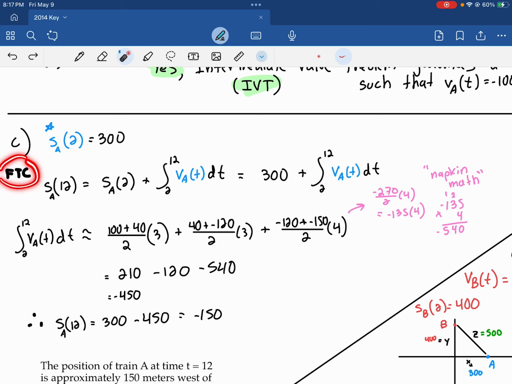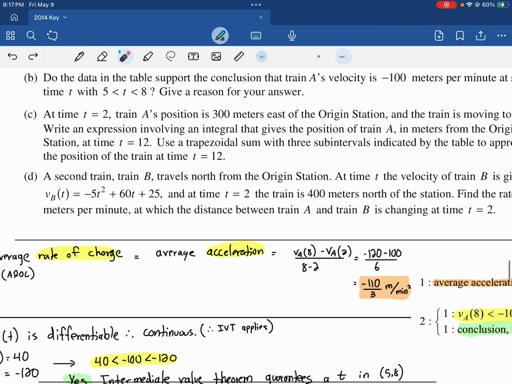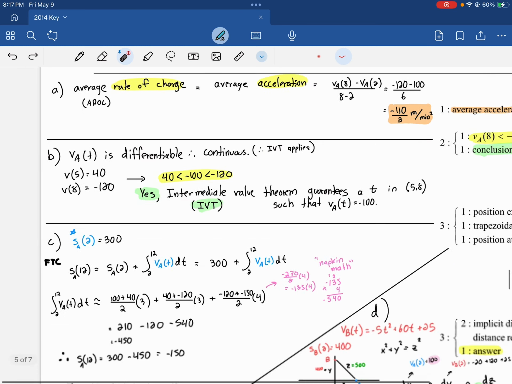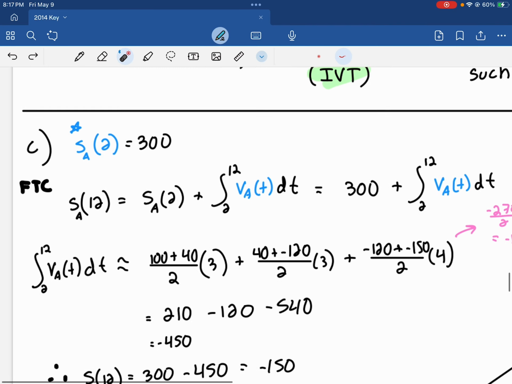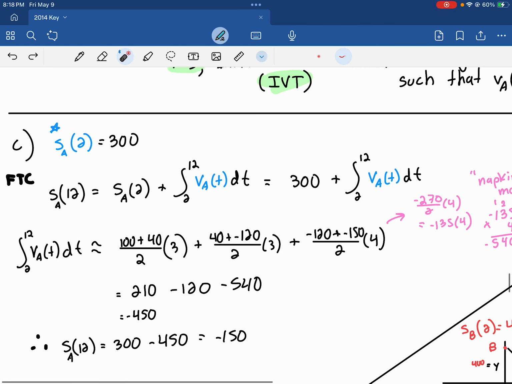And for FTC, there just needs to be 2 times that you either know or care about. And so there's actually a lot they tell me here. They tell me what's happening at time 2, and I want to know what's happening at time 12. So if I set up the integral, 2 to 12 of v of t, I can just state that 2 to 12 will be v, or my position of 12, minus my position of 2.